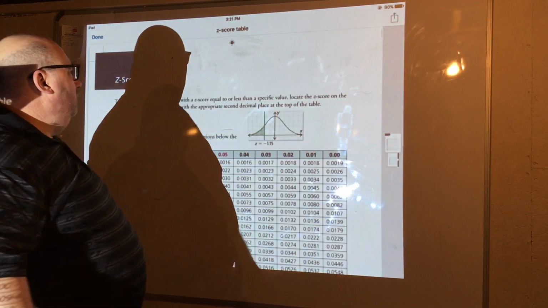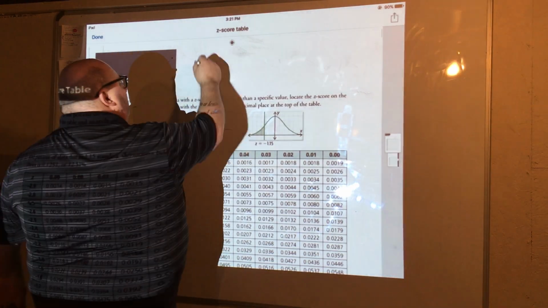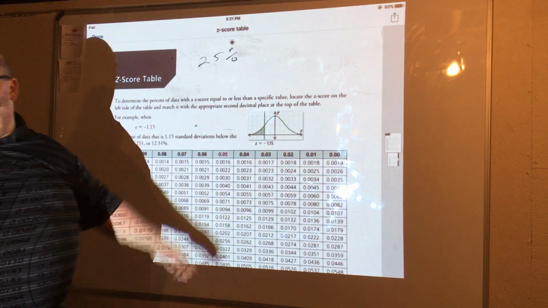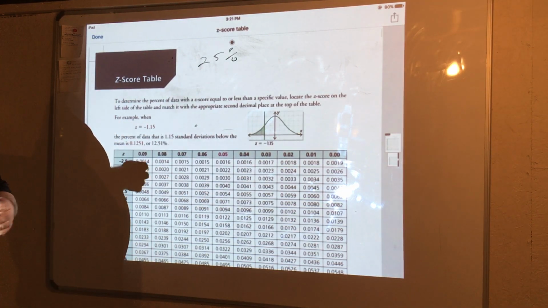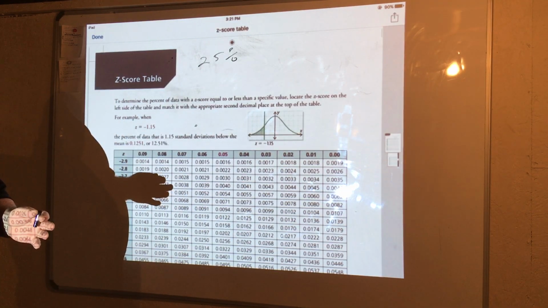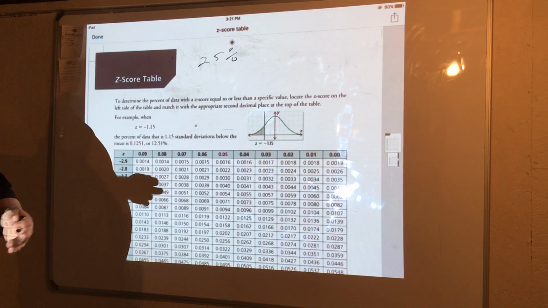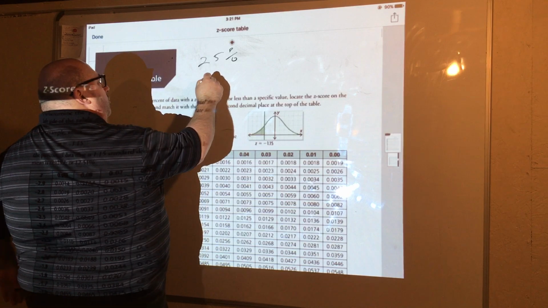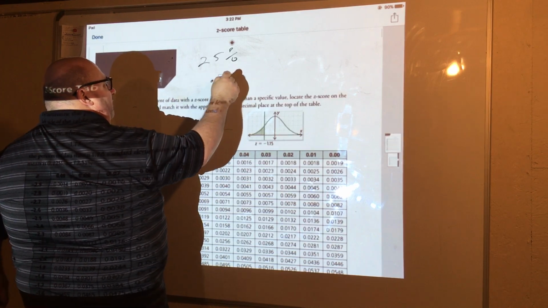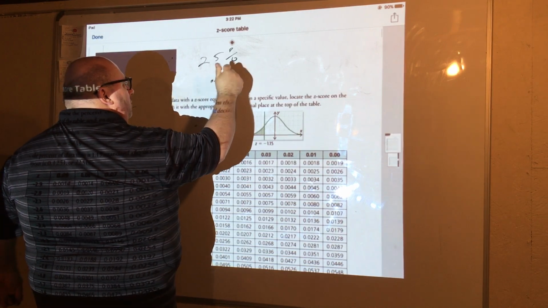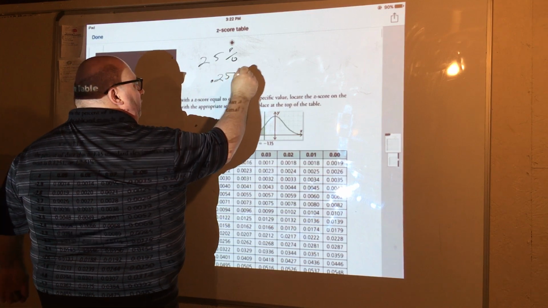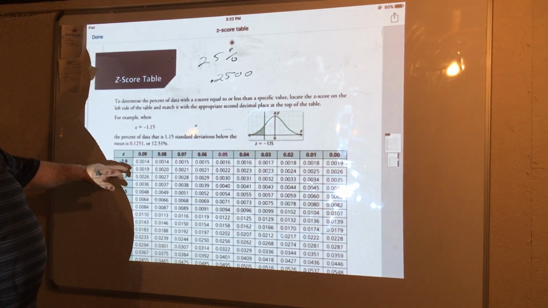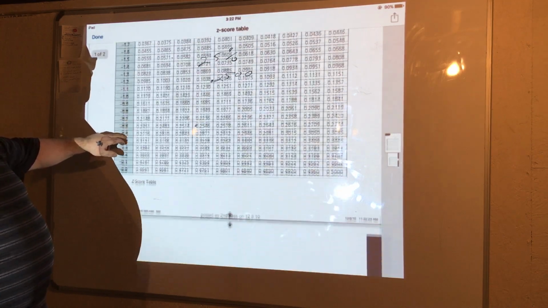Okay, 25%. Now because our chart doesn't deal with percents, it is a probability number, we have to change this back into a decimal number. So that means we have to divide by 100. So we get 0.2500, right? 4 places.